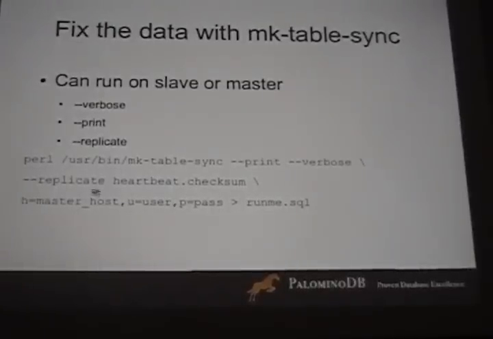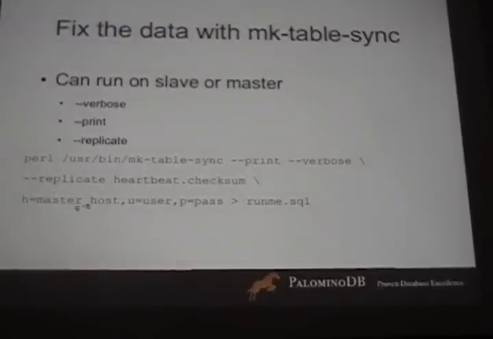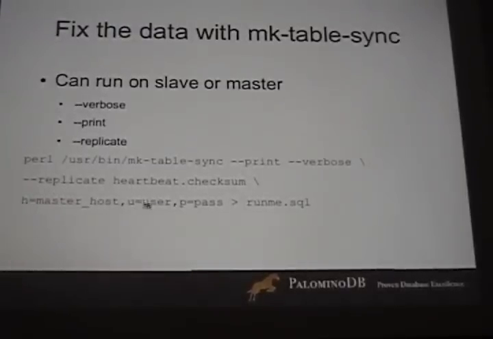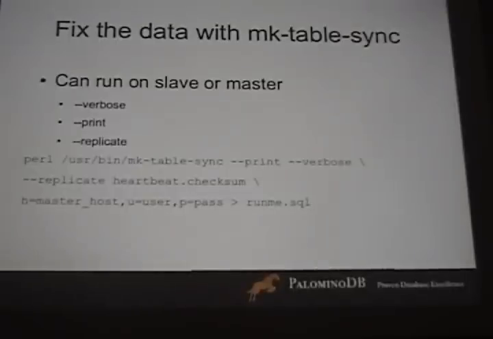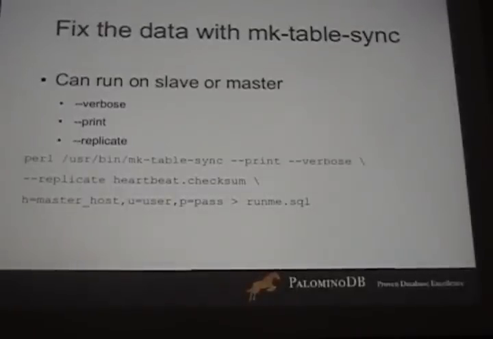So now you have the replicate heartbeat.checksum table. h=master host is a DSN: h=master host, u=user, p=pass. Now print and verbose will print out what statements it will run to fix the data. I like to look at this because you never know. Early on, mk-table-sync was not very reliable at all. I would run this, and I'd get run-me.sql, and I'd look at it, some deletes and some inserts, great, okay.